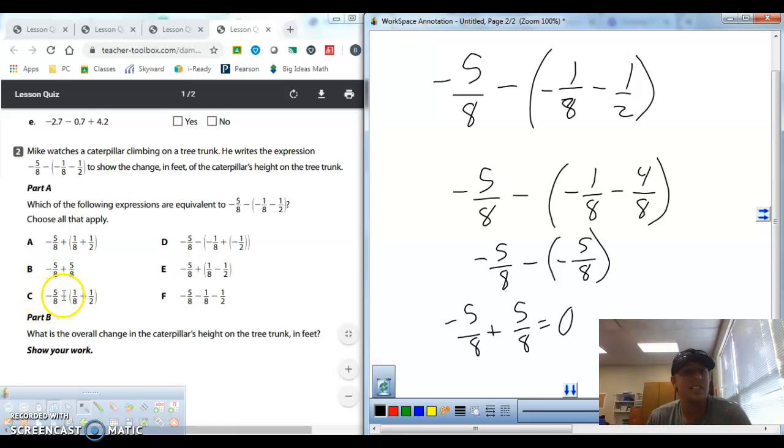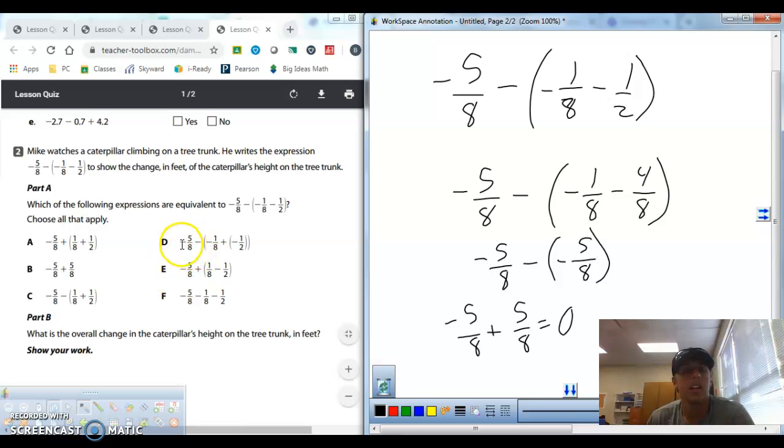C, they got negative 5/8 minus 1/8 plus 1/2. So the issue here is they distributed this negative to the 1/2 and made it plus 1/2, but they didn't distribute the negative to the 1/8. Okay, so this should be actually plus 1/8. See the difference between A and C? That should be plus 1/8 there.